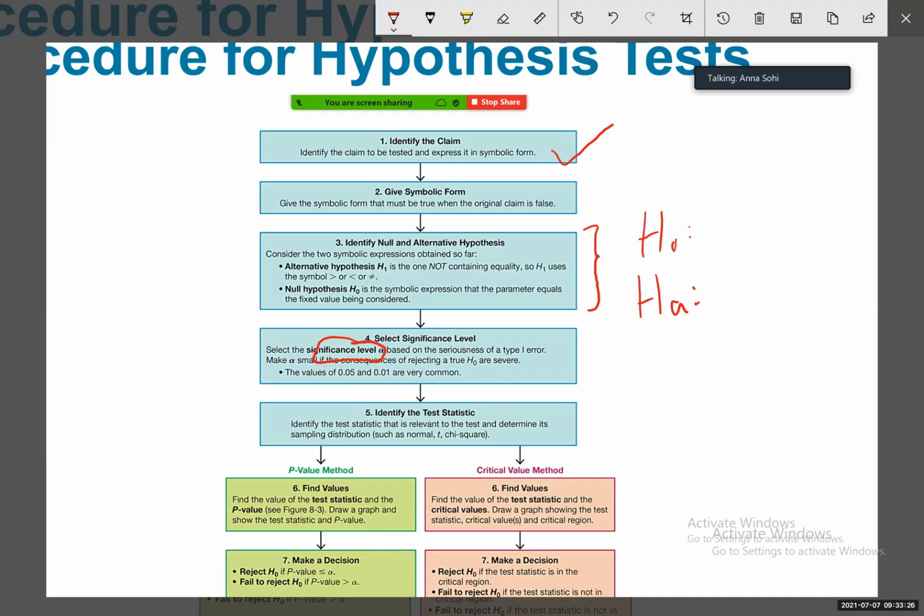Significance level alpha: we said if nothing is given to compare, you compare with 5%, but they may tell you it's 1% or any other, like 10%. That's given, and that's alpha. And say alpha is 5% means compare with 5%.